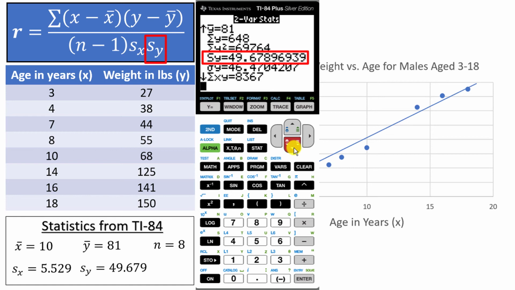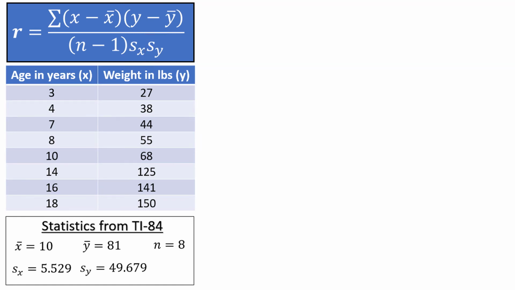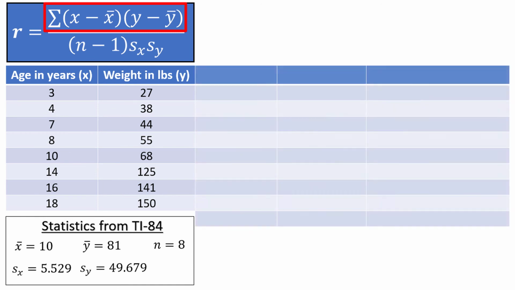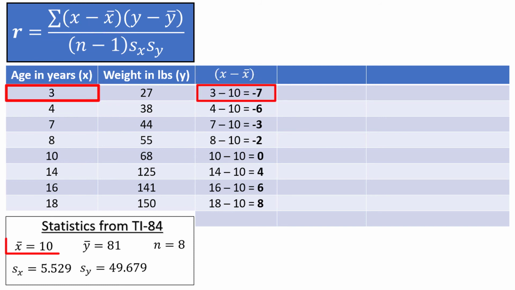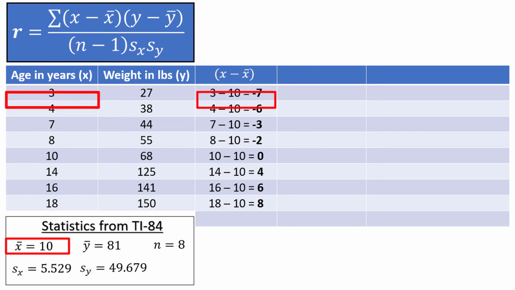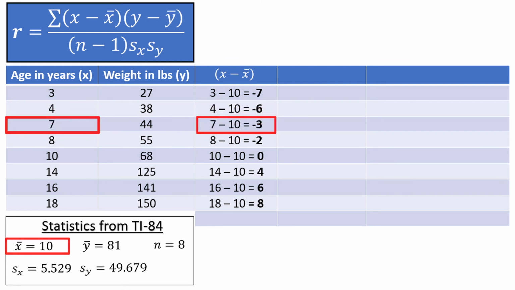Now if we take a look at the formula for R, we see that the biggest challenge is the numerator, the sum of x minus x bar times y minus y bar. The easiest way to calculate the numerator is to extend the table the data was given in so that there are 3 additional columns. In the first column, we take each x value or age and subtract the mean of x of 10. We get 3 minus 10, which is negative 7, 4 minus 10, which is negative 6, 7 minus 10, which is negative 3, etc.